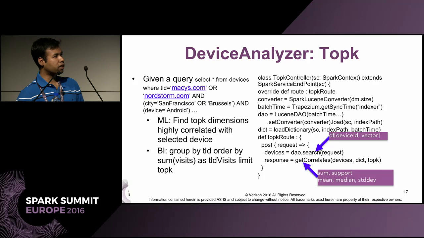Now, once you get this data frame, you can run any of your favorite machine learning Spark pipelines. We have to return this response back within seconds, so we had to do something more to make it fast. So what I am writing is get correlates. What you really want to find out is, for the devices that match this search, the top K dimensions in them. And to find this get correlate, you can make use of sum, support, mean, median, standard deviation, all the data frame operators that you want.